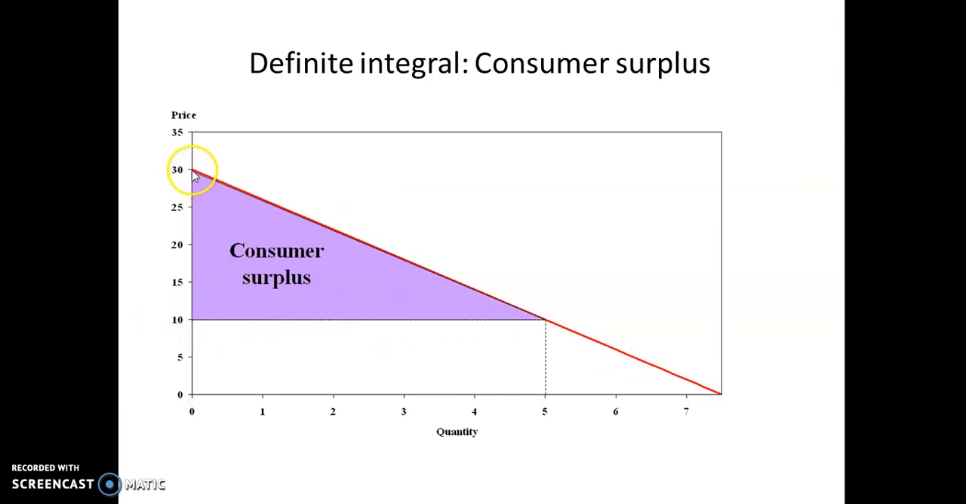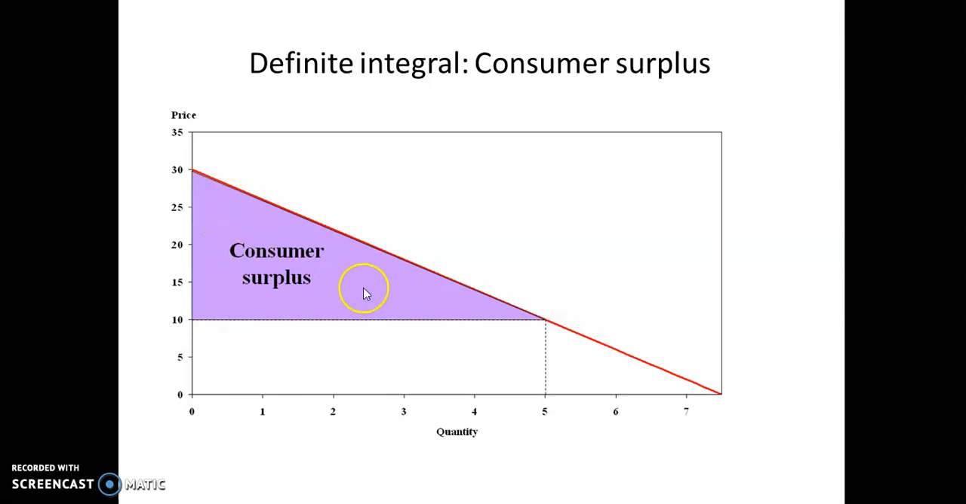And here we've got our vertical intercept, where the demand curve cuts the vertical or price axis. It is 30. We can see that the price is 10 and that the quantity is 5. All this information is from the previous slide, the calculation which we're going to do just now.